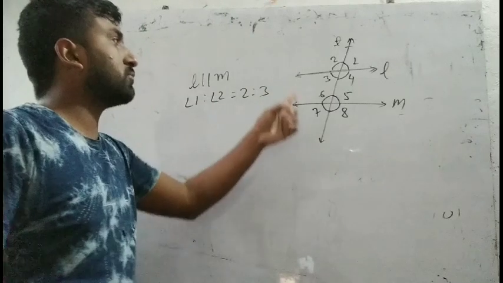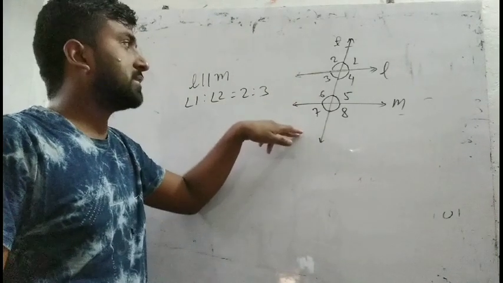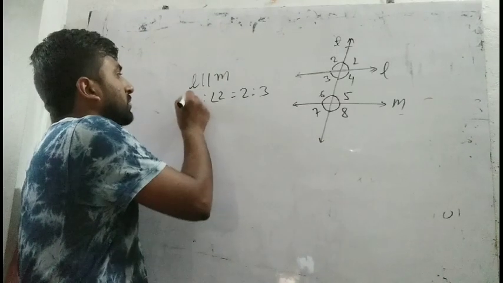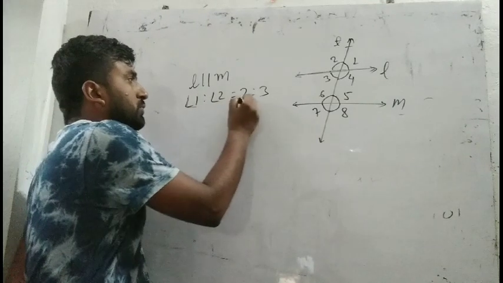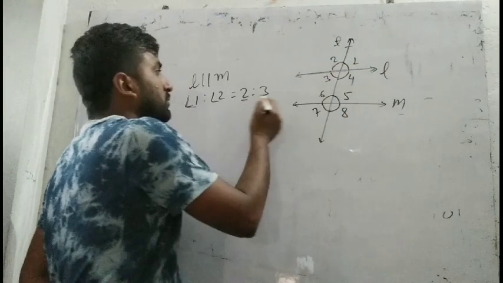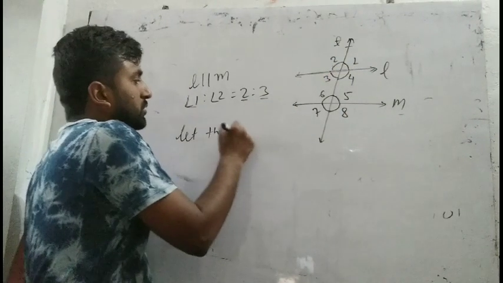Question: L is parallel to M and T is the transversal. The ratio of angle 1 and angle 2 is 2:3. Angle 1 and angle 2 are in the ratio 2:3. Then let the ratio constant be x.